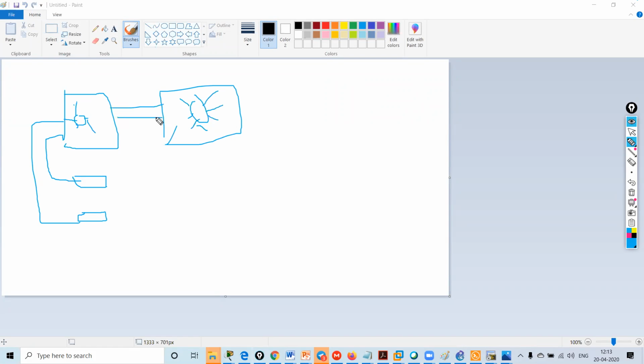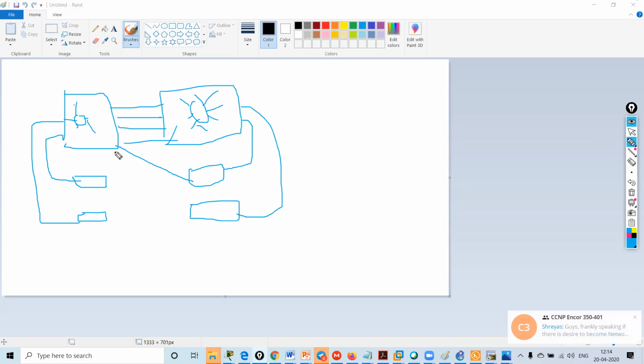Okay, these are connected. These are the core layer switches. We have the distribution layer switches and we have the core layer switches. So they are connected with each other. Also, these are connected for backup.